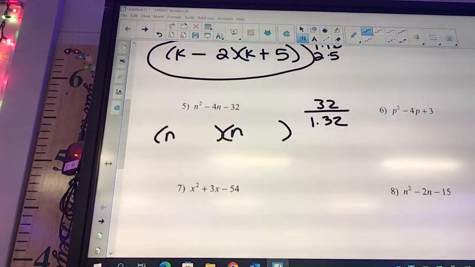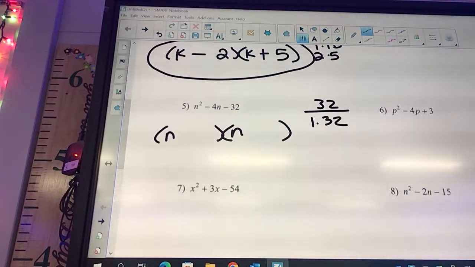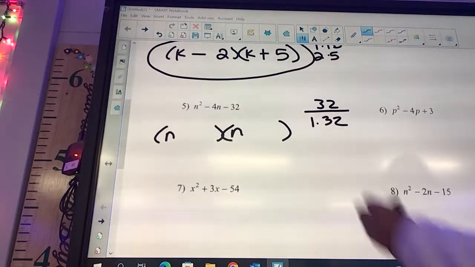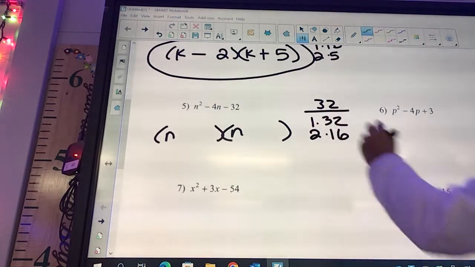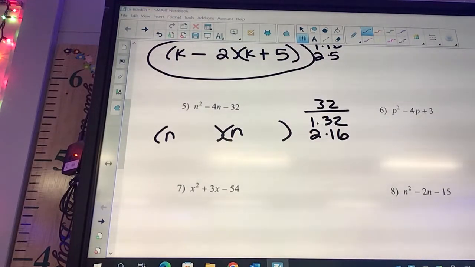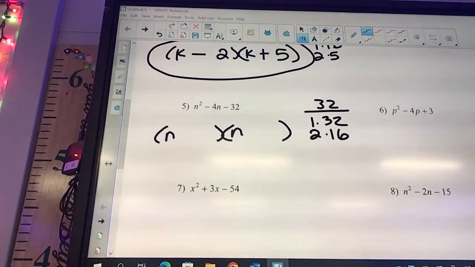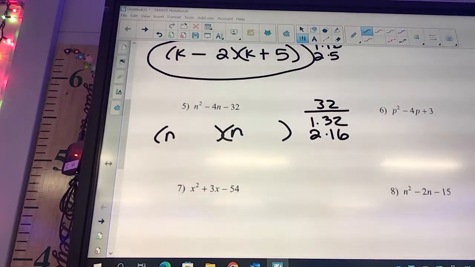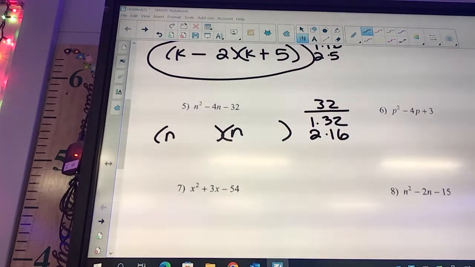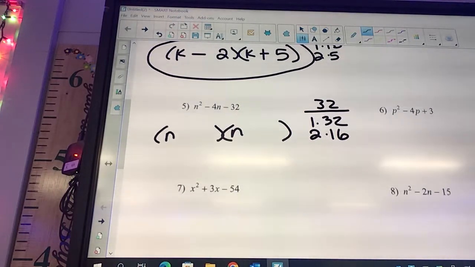Does that work? 16, so we had 2 and 16. 32 divided by 3. No? Okay, see how we get a fraction? That means they can't go on the list. Now say 32 divided by 4.